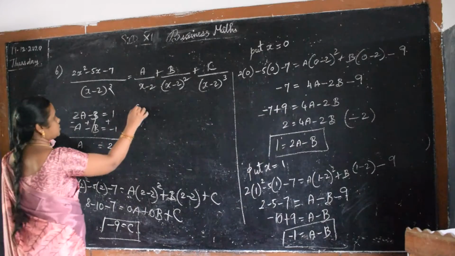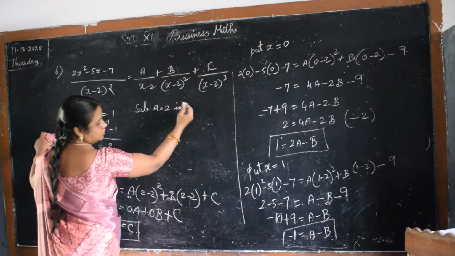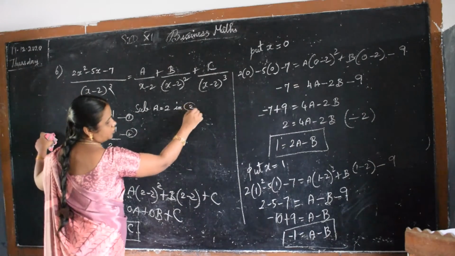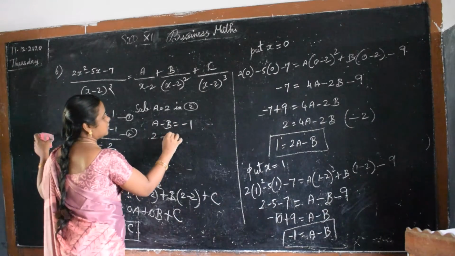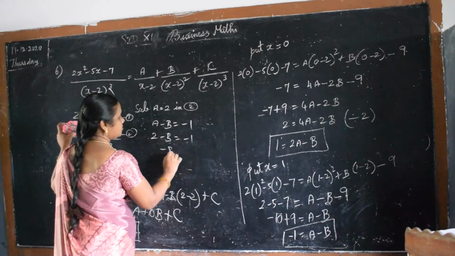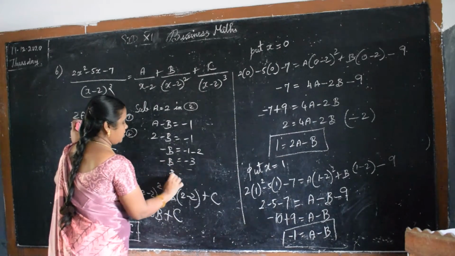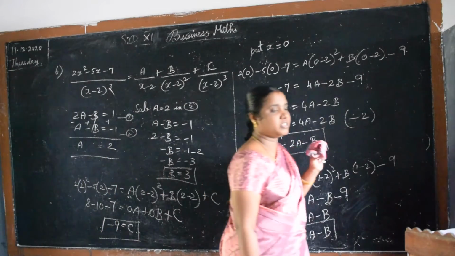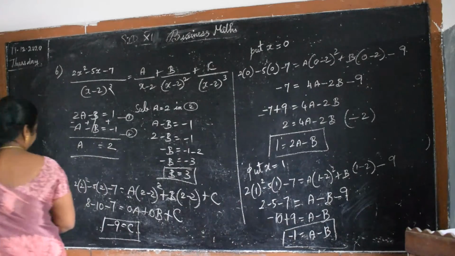Now substitute a is equal to 2. Take this as the first equation, this is the second equation. Substitute into a minus b is equal to minus 1. 2 minus b is equal to minus 1, so minus b is equal to minus 1 minus 2, minus 3. Therefore, b is equal to 3. Okay, now I got the value of a, b and c. Substitute here.